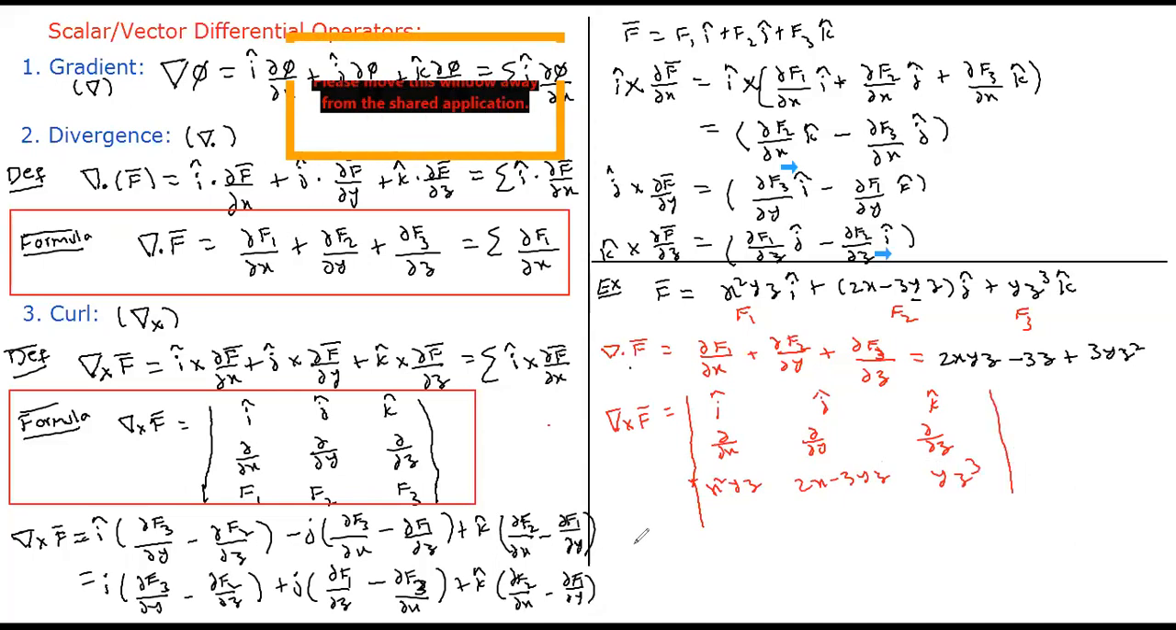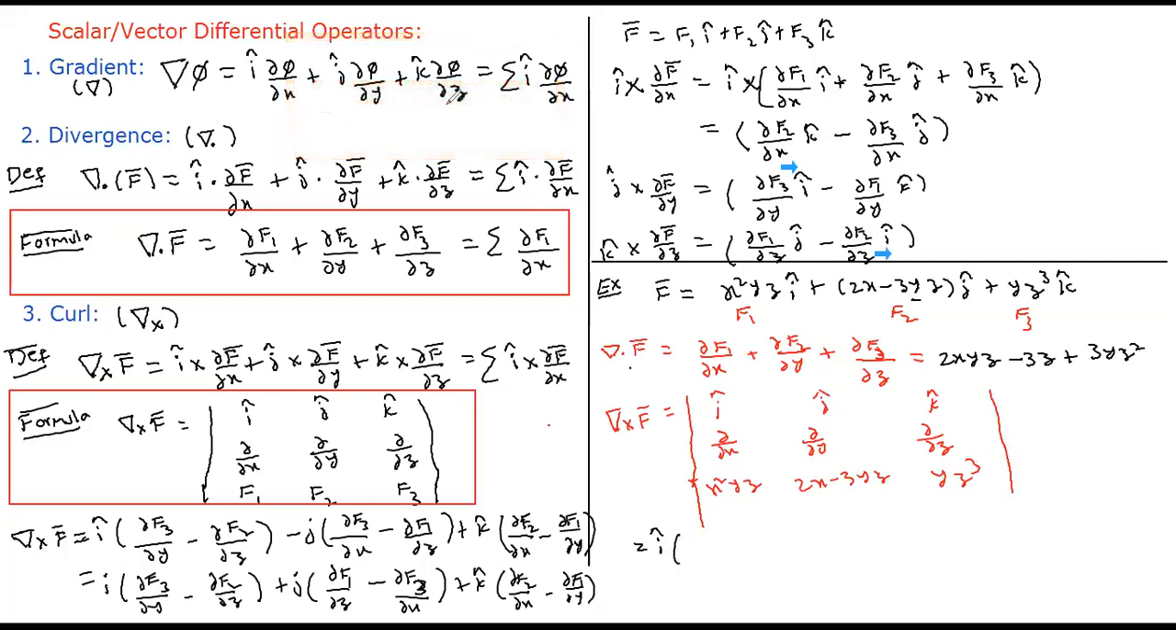This is going to be equal to i bar into, apply dou by dou y on yz cube. If you apply dou by dou y on yz cube, what do you get? z cube. Minus, what is dou by dou z of this expression? dou by dou z of 2x is 0, minus 3y, so minus minus 3y.